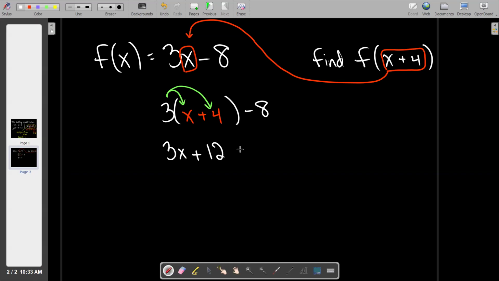So 3x plus 12 minus 8, which finally equals what? 3x plus 4. That's the final answer to the problem. It will actually have variables in it. When you substitute or input a variable value into a function, it's going to logically give you a variable value back. Let's try that again.